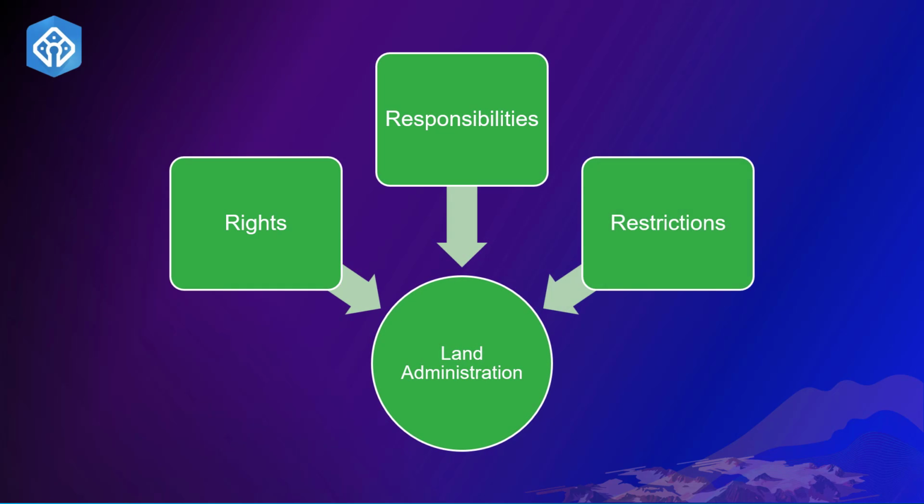And the third R is restrictions. What am I restricted from doing on a piece of land? I may own the surface rights, but I am restricted from placing a wind farm because of my proximity to a local airport. It is these 3 R's that we use to define land administration.